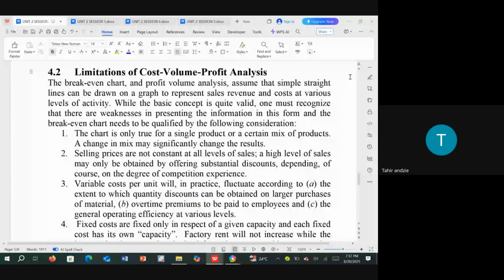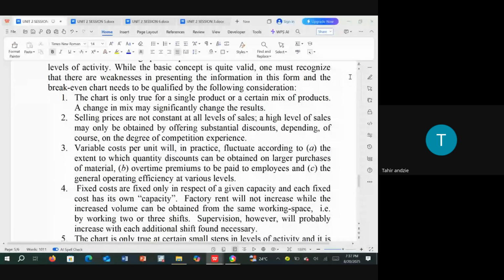Also, fixed costs are fixed only in respect of a given capacity. Fixed cost has its own capacity. Have you seen? So fixed costs can only remain fixed for a given level of activity. At a certain level of activity, fixed costs can change. So we cannot say that over the activity, the fixed cost should remain constant, because if the organization has expanded to a level and stretched its capacity, it can now acquire a higher capacity, which will then increase fixed costs. So fixed costs cannot always be constant.